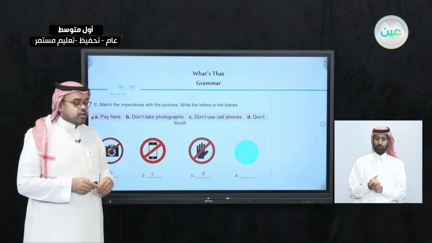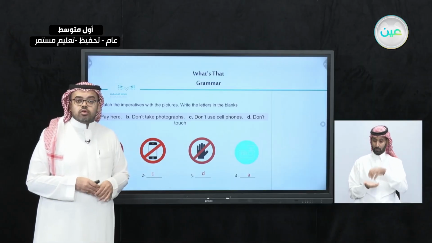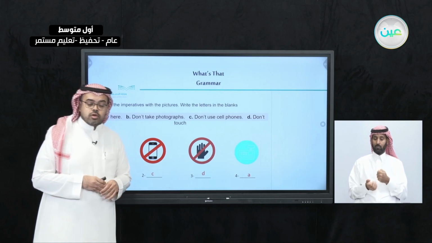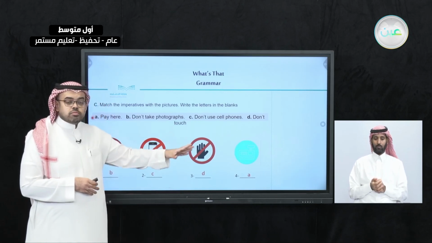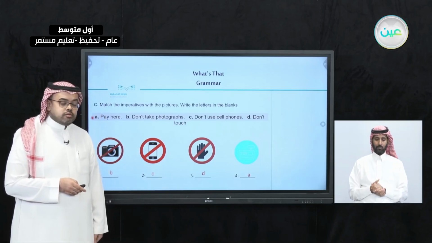So the last sign here, we can see a cash register in a circle. What do you think this means? Of course, it means A, pay here. So these are the answers of the last exercise. We have four different imperatives that match all of these signs.